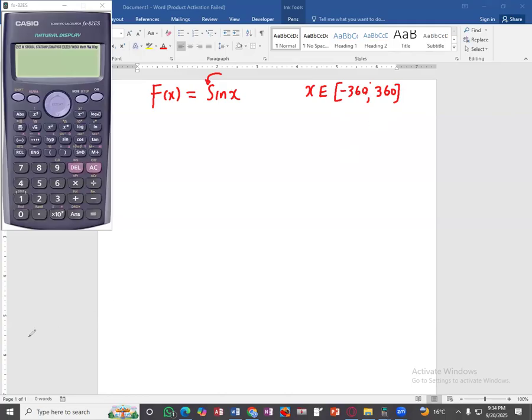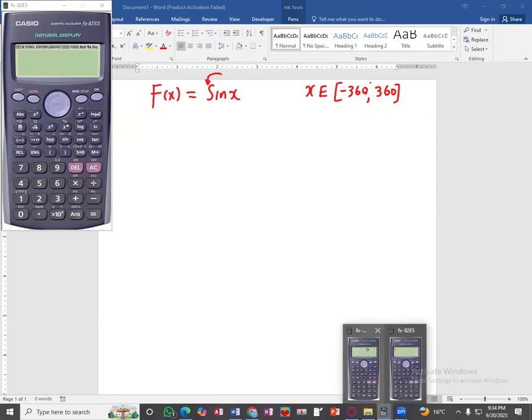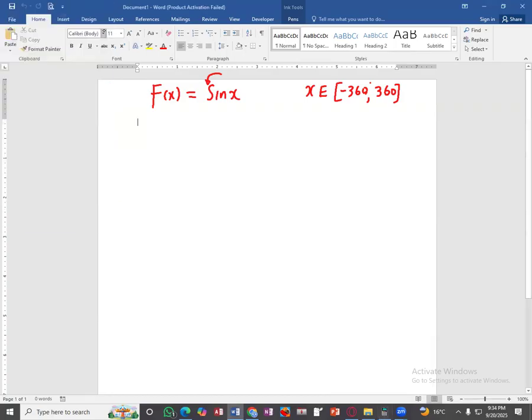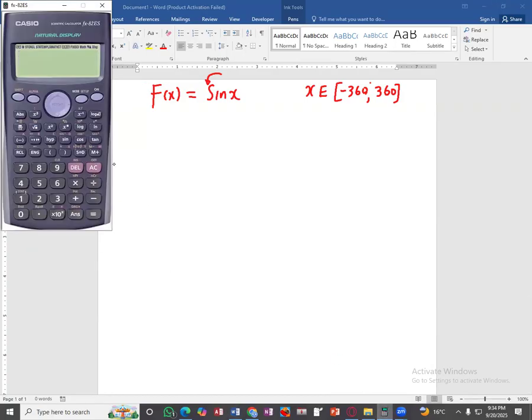So what we do, we press mode. What's happening? Am I not pressing mode? I don't know if my calculator has changed or what. Let me just cancel and start it over.